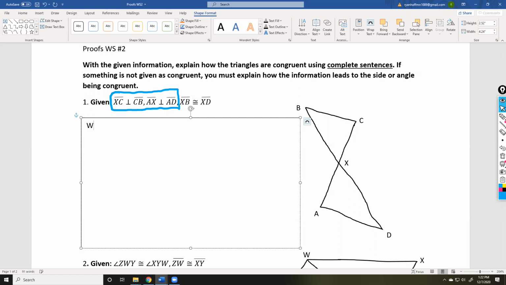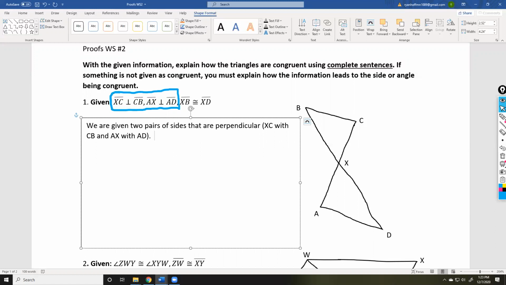Well, that symbol stands for, we are given two pairs of sides that are perpendicular. That is what that symbol stands for. We're told that XC is perpendicular to CB, and AX is perpendicular to AD. So two pairs of sides that are perpendicular. We're going to say what they are. And then we're going to talk about what perpendicular can tell us.